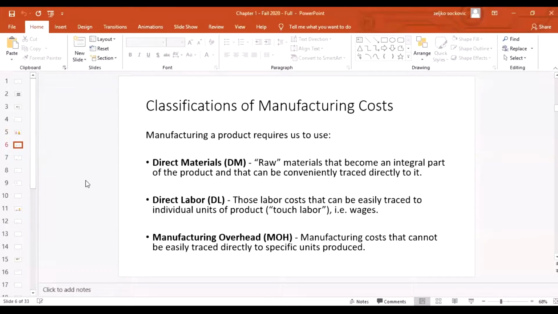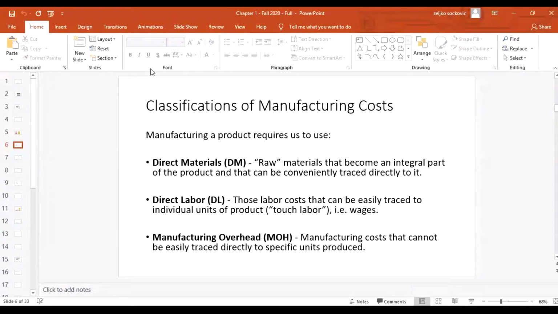Okay, so we kind of discussed this already on the slide. Direct materials are usually raw materials that become an integral part of the product. Be careful, these raw materials can be direct materials, but they can also be indirect materials, right? Raw materials are everything that we use to make something, but they can be classified as direct or indirect depending on how much of it we use, and whether it's important or not.